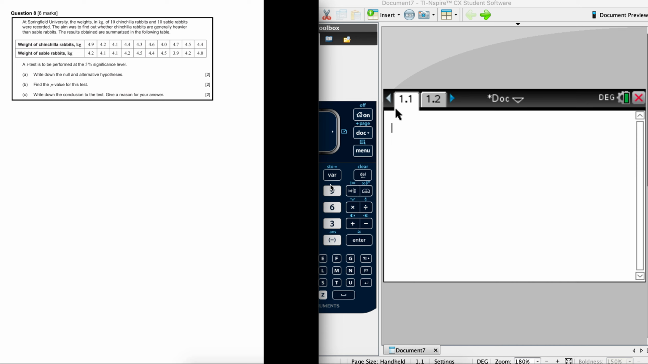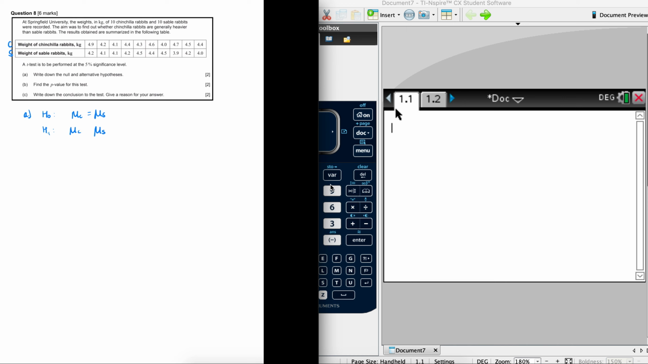So for the first part, we're writing down the null and the alternative hypothesis. The null hypothesis, whenever you do a t-test, is always that the mean of each group are the same. So we should really label here. I'm going to use the C and the S, okay? So the null hypothesis is that the mean of the chinchilla is equal to the mean of the sable. And then the alternative hypothesis, which you can label as either H1 or HA, so either of those options would be fine, is that the mean of the chinchilla and the mean of the sable are not the same.